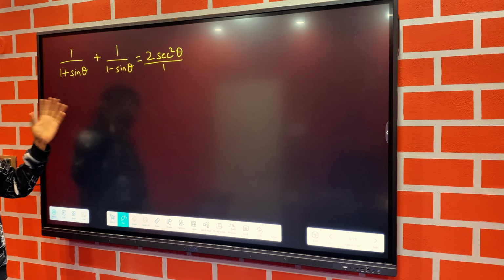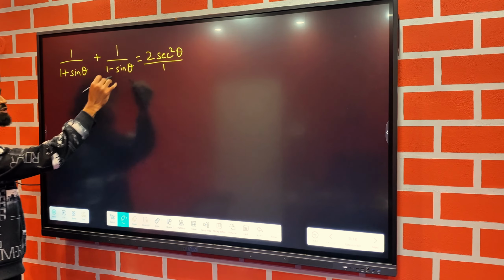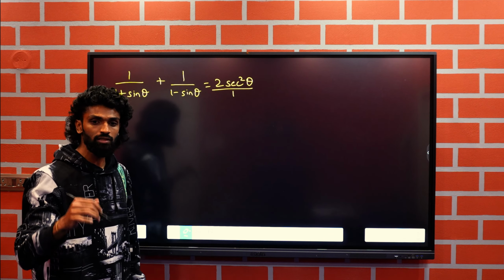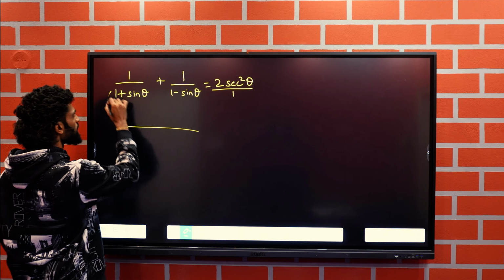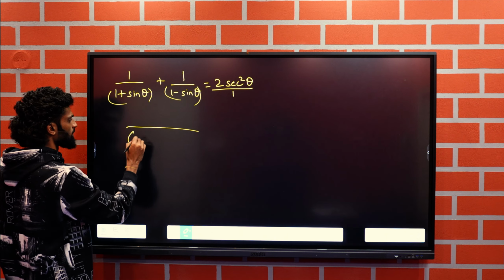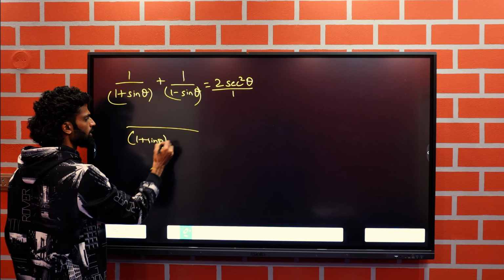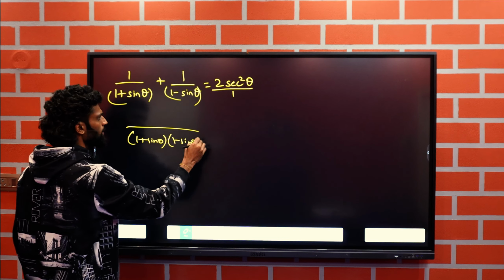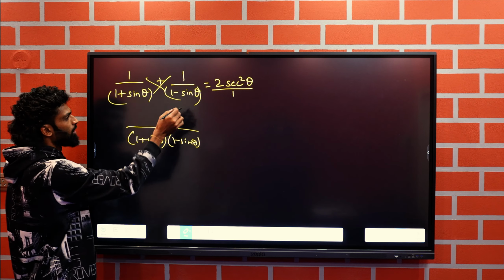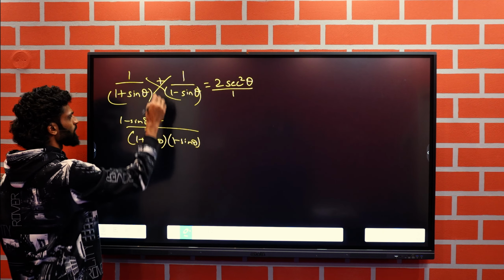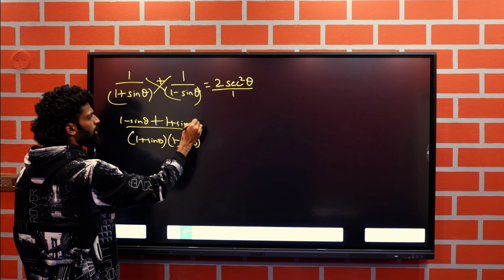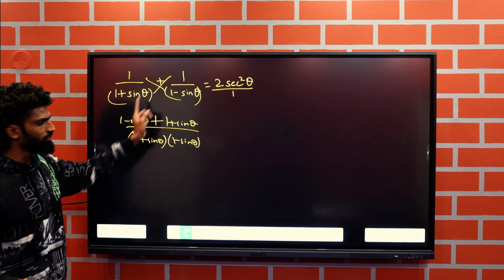Very simple. We start off by taking the LCM. I am trying to simplify the denominator. The only method I know at this point of time is by taking LCM. So, the LCM, how do you take? You multiply both of them. So, you write it 1 plus sin theta into 1 minus sin theta. Okay? Obviously, you crisscross on top. Regular LCM. So it becomes 1 minus sin theta as it is, a big plus in between, 1 plus sin theta. In the numerator, this is my left hand side.